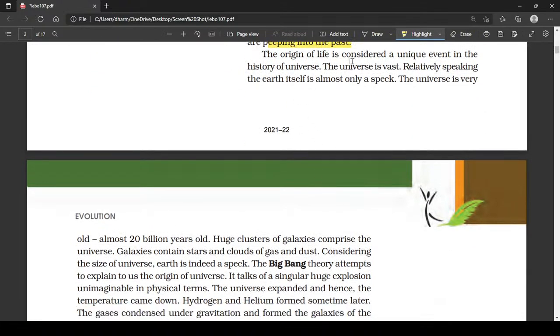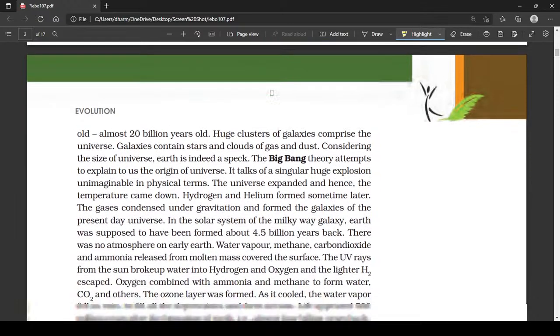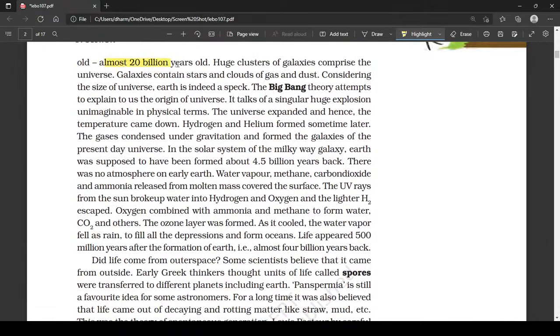The origin of life is considered a unique event in the history of the universe. The universe is vast. Relatively speaking, the Earth itself is almost only a speck. The universe is very old, almost 20 billion years old. A huge cluster of galaxies comprises the universe. A galaxy contains stars and clouds of gas and dust. Considering the size of the universe, Earth is indeed a speck.